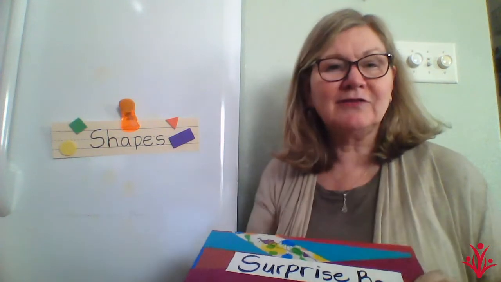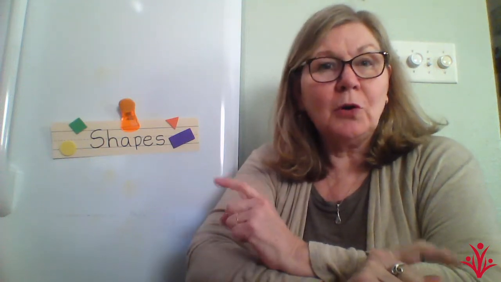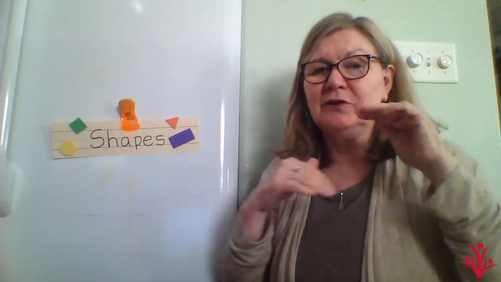All right, then my next shape in the surprise box also has 4 corners, but 2 sides are smaller and 2 sides are a little bit longer. And you might see it when you walk inside of a door. Can you guess what it is?